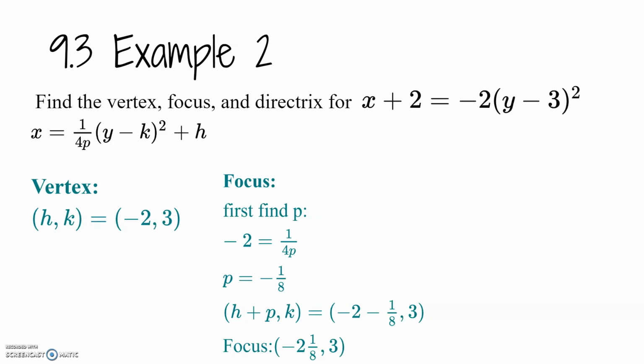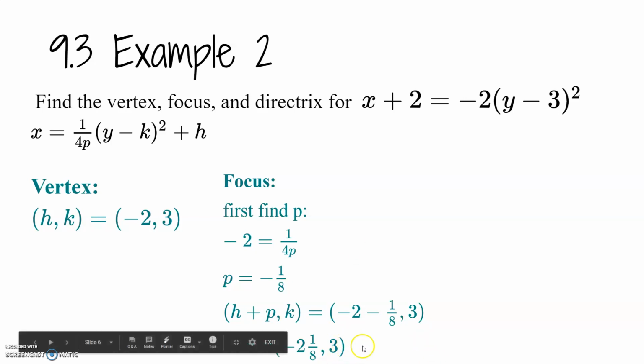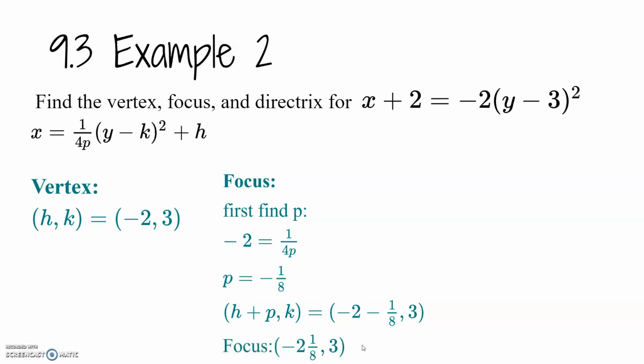Typically what happens is the larger the coefficient, the smaller the p value is going to be. So again, for a focus and a negative horizontal parabola, we know we need to go to the left of the vertex. So I'm going to be subtracting from the x coordinate. And I have this little improper fraction, but mixed number. An improper fraction would also be acceptable. If you want to give me negative 17/8, that would also work.